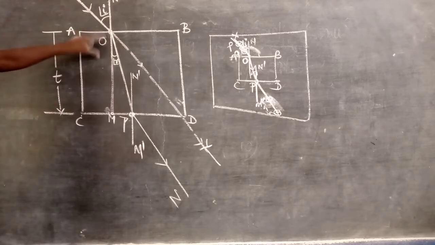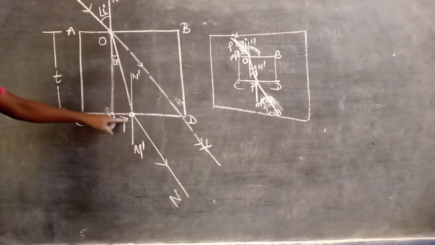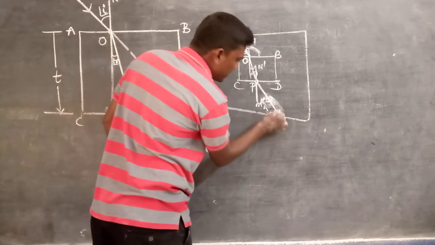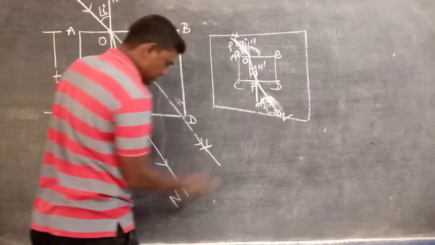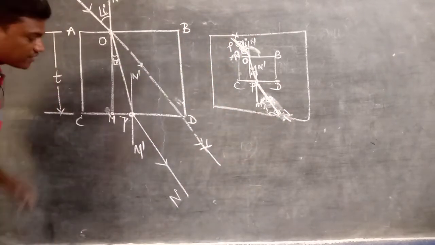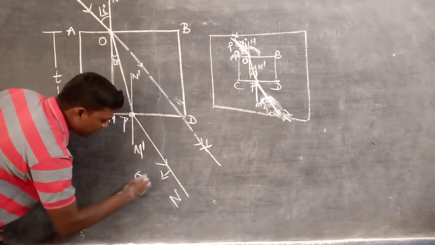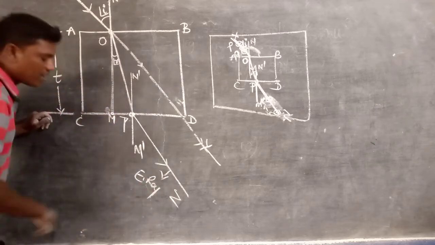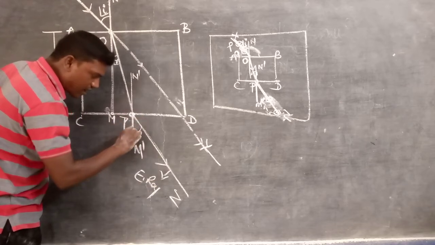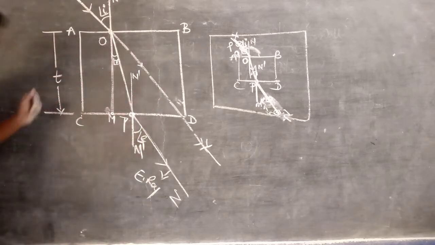Here XO is the incident ray, OP is the refracted ray, and PZ is the emergent ray. The angle between the emergent ray and the normal is called the angle of emergence.